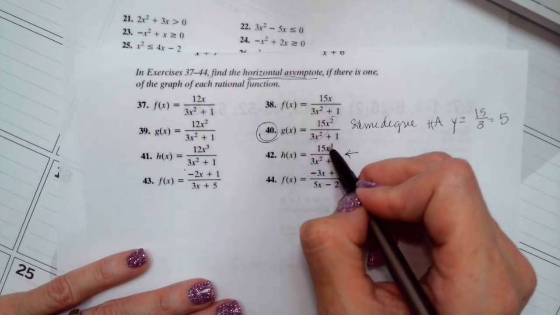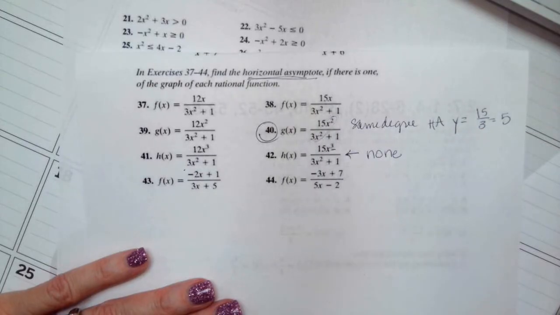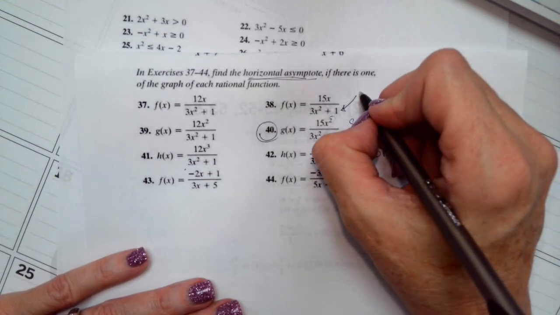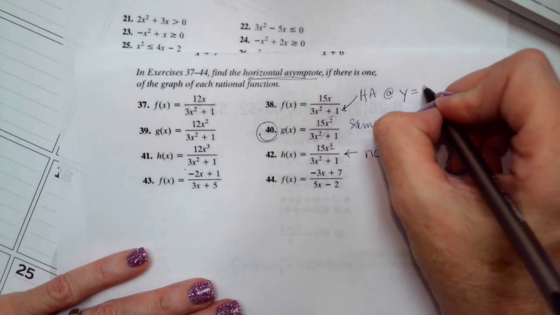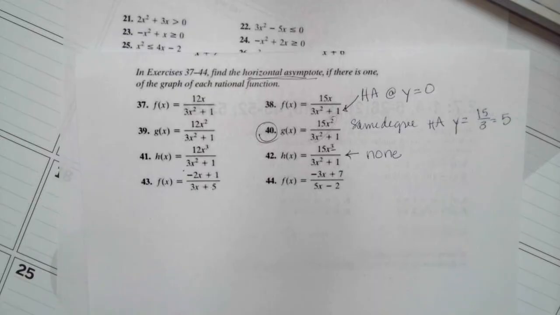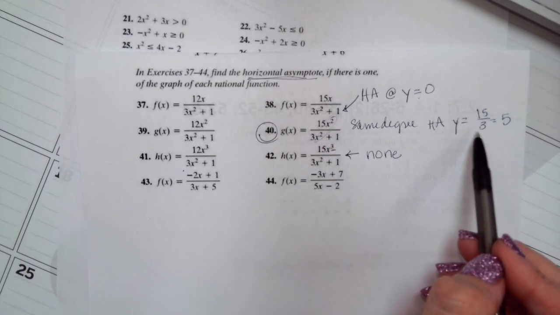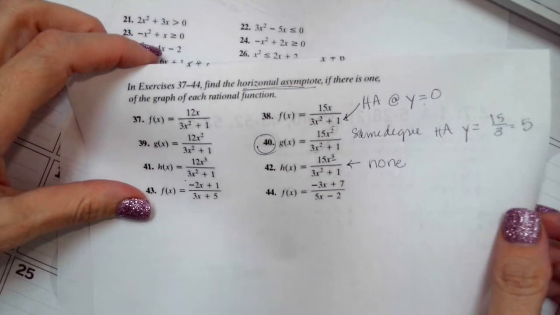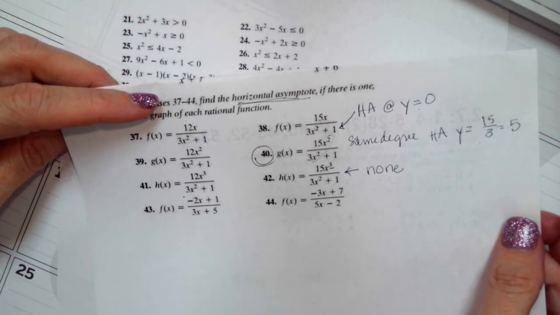If it is bigger up top, then there is going to be no horizontal asymptote. And then if it is bigger down below, this one is going to have a horizontal asymptote at y equals 0. Okay, so bigger down below, y equals 0. Same ratio. Bigger above, none. All right, that is 37 to 44. There's two of those from this section.